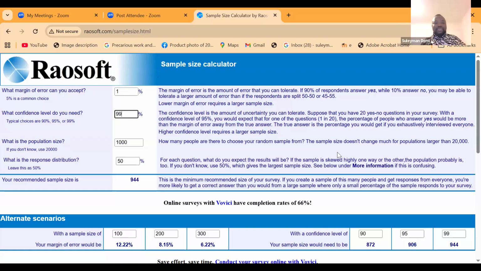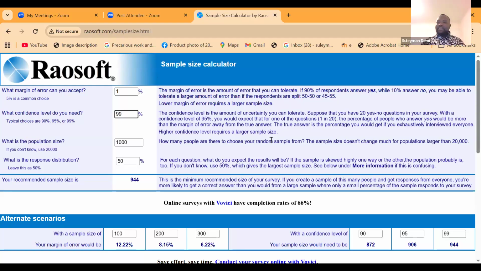So just imagine how the sample size has now risen to 944. Yeah. So the lower the sample size, the lower the margin of error, the larger the sample size, and the more precise you can get your results. So it means that the finding that you get, you are 99% confident. Is that okay? You are 99%.